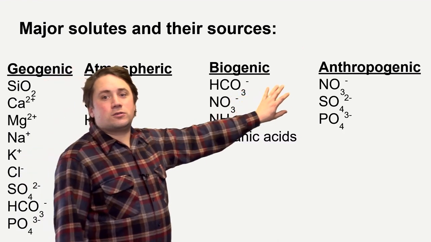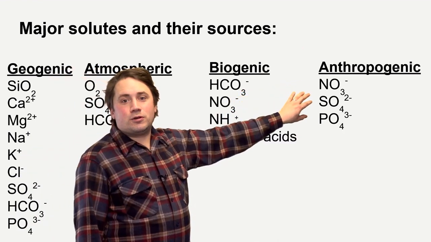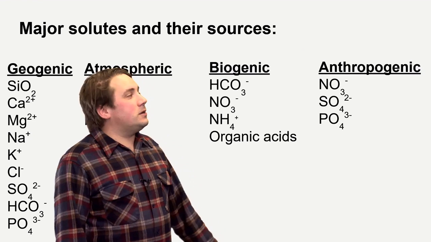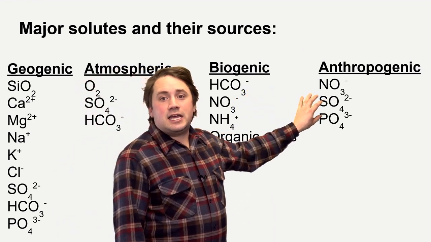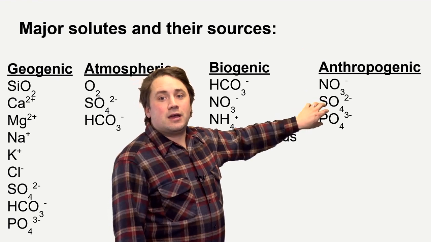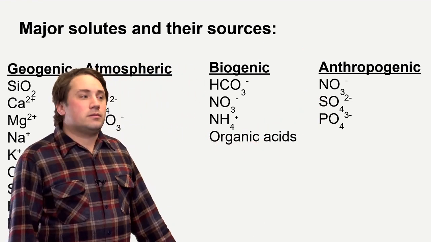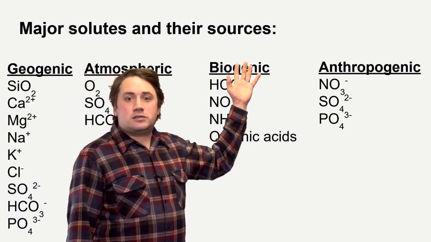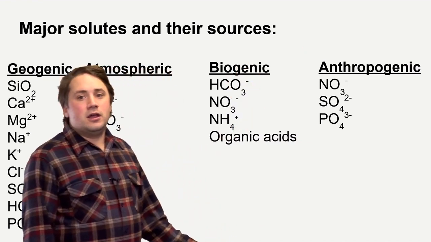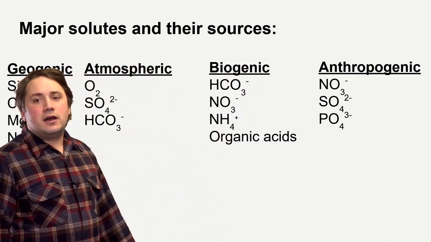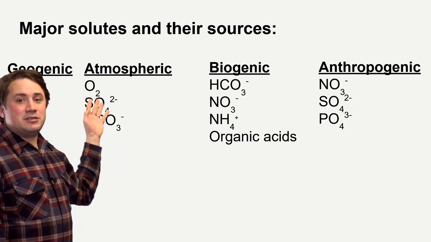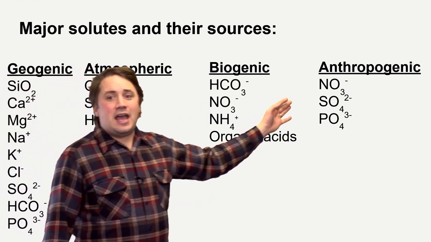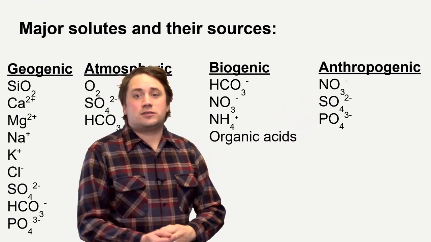Sulfate is another important source, although it's becoming less and less important because of pollution controls. But we burn a lot of coal, we burn a lot of gas. Those things contain sulfur in them, and when we burn those fuels, they release sulfur dioxide into the atmosphere, which again rains down on us as acid rain. So you have sulfate both as a natural atmospheric source, and as a very strong anthropogenic source of solutes as well.